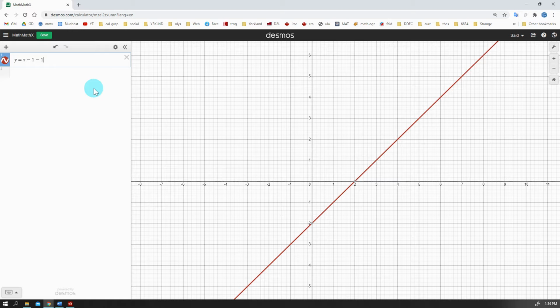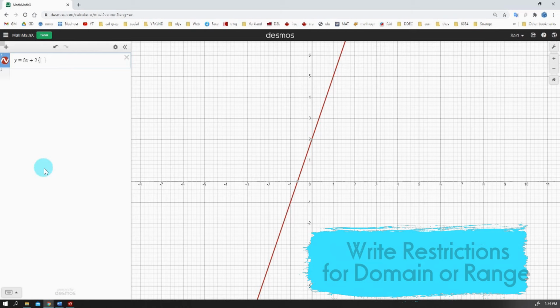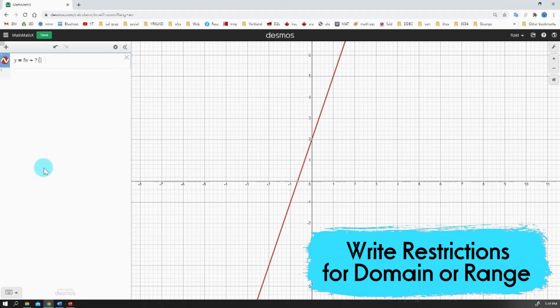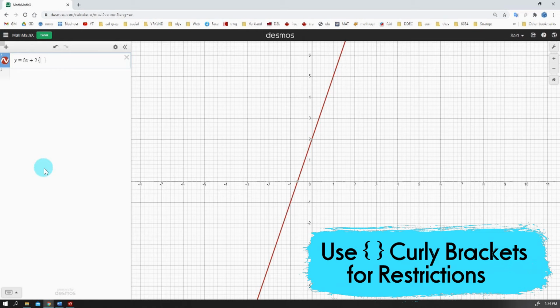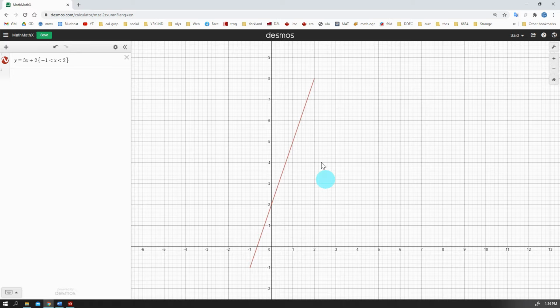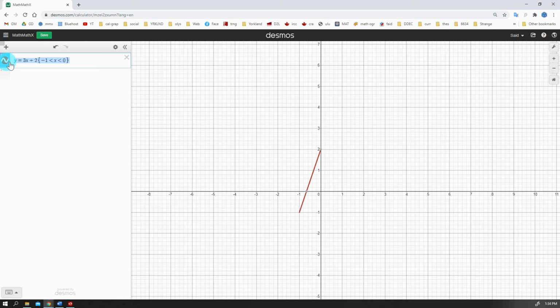Most of the time we need a line segment, not the whole line, so we need to write restrictions for domain or range. It means we need to limit x or y values. We can do that by using curly brackets. It is next to the letter P, if you have a classic US keyboard layout. Let's say x needs to be between negative 1 and 2, so this is the line segment. And we can change the values and make it shorter or longer. Okay, these are the basics for linear equations.